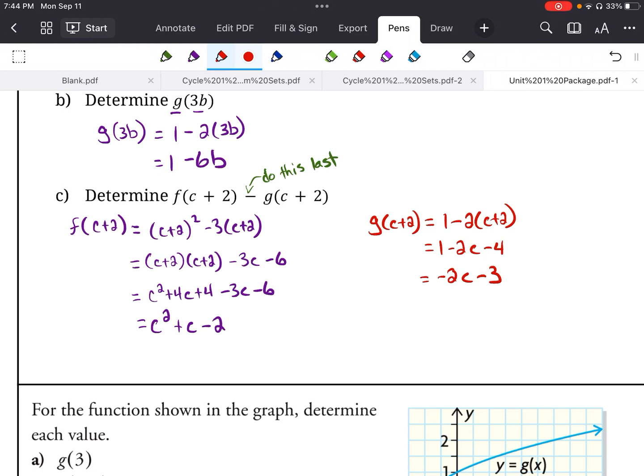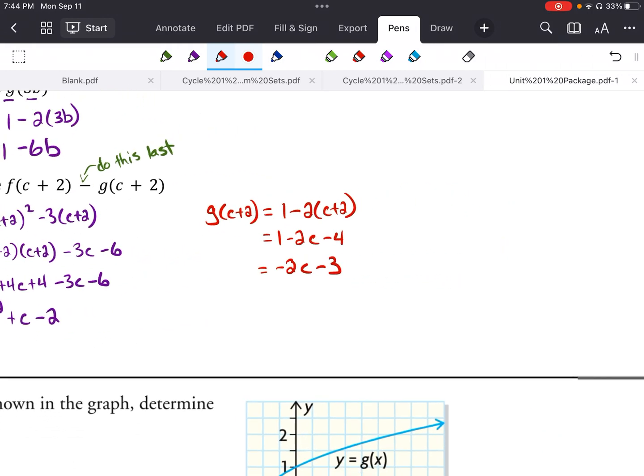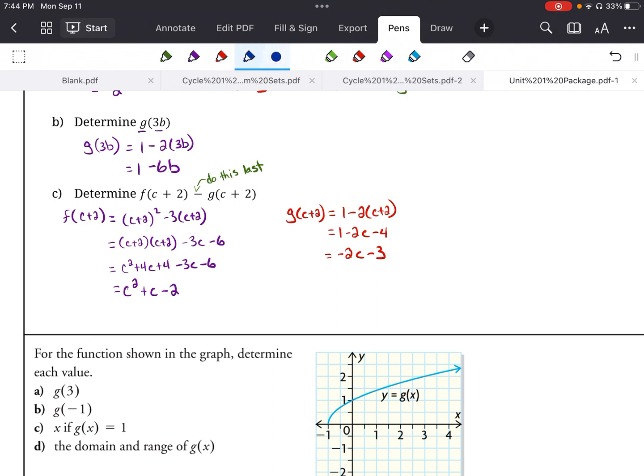Okay, we just solved the f, then we solved the g, and now it wants us to subtract them. So we have c squared plus c minus 2, and we're going to be taking away negative 2c minus 3. So we have 1c minus negative 2c, which gives us 3c, and we have negative 2 minus negative 3, which gives us positive 1. So there is our final answer.